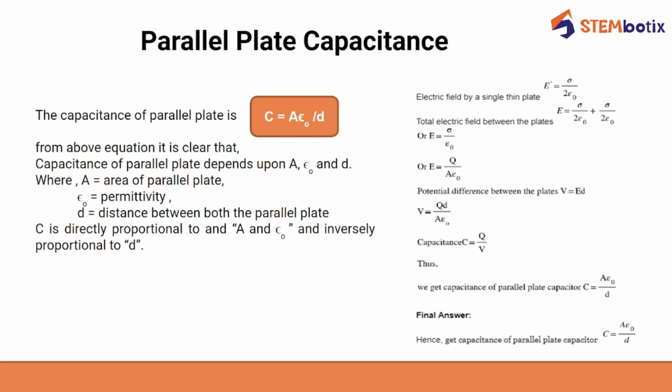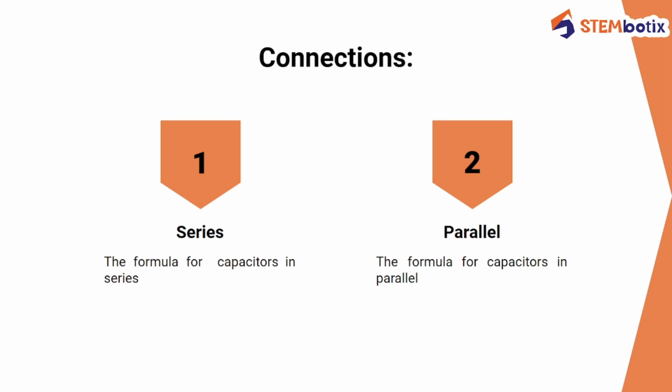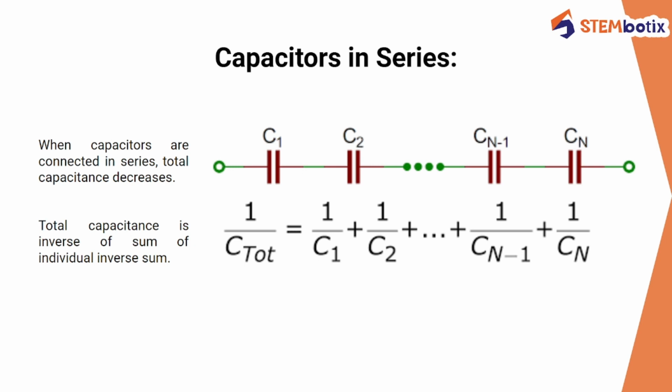So the capacitance of a parallel plate is equal to A epsilon 0 divided by D. Let's see the two different connections of capacitors. First one is series and the next one is parallel. So what happens when a number of capacitors are connected in series, and what happens when they are connected in parallel? Let us first see the capacitors connected in series.